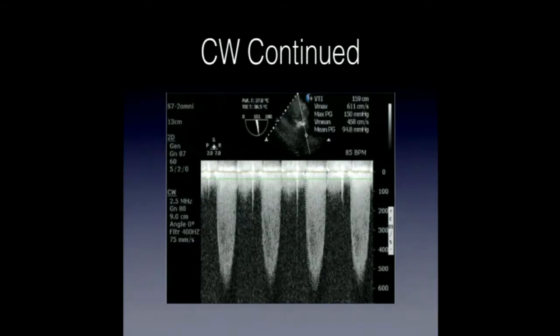And what someone's done is traced out the envelope of this CW measurement. And then the computer spits out up top here your maximum pressure gradient and your mean pressure gradient, and you can use those numbers to determine how bad your aortic stenosis is.